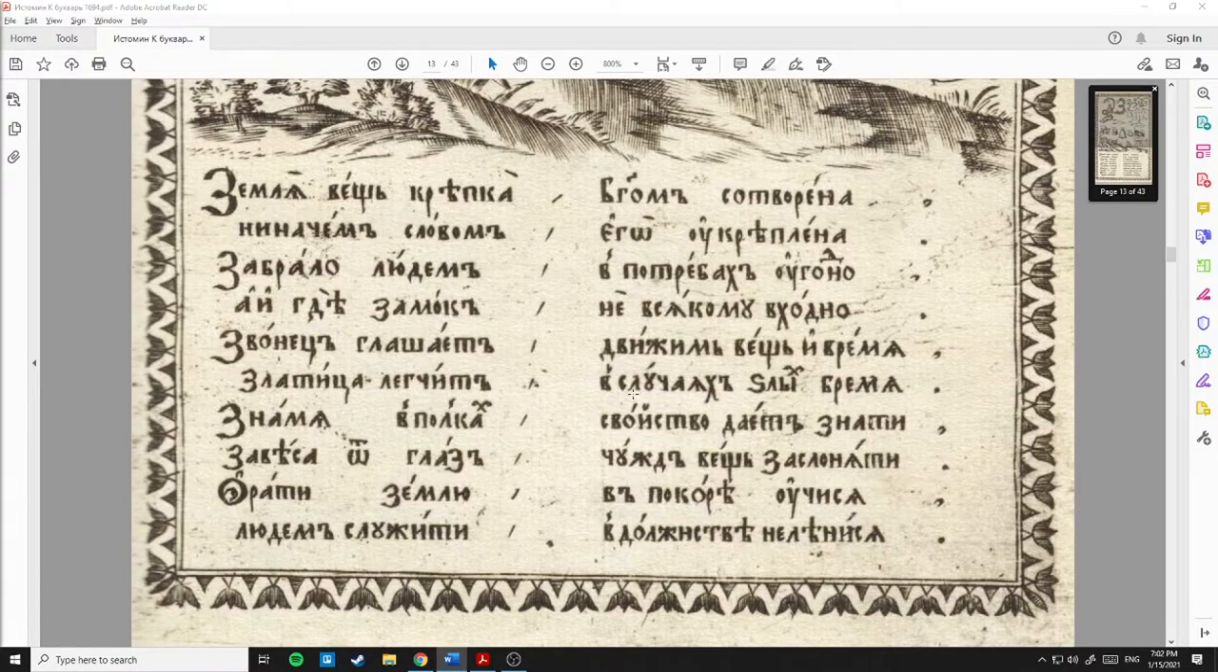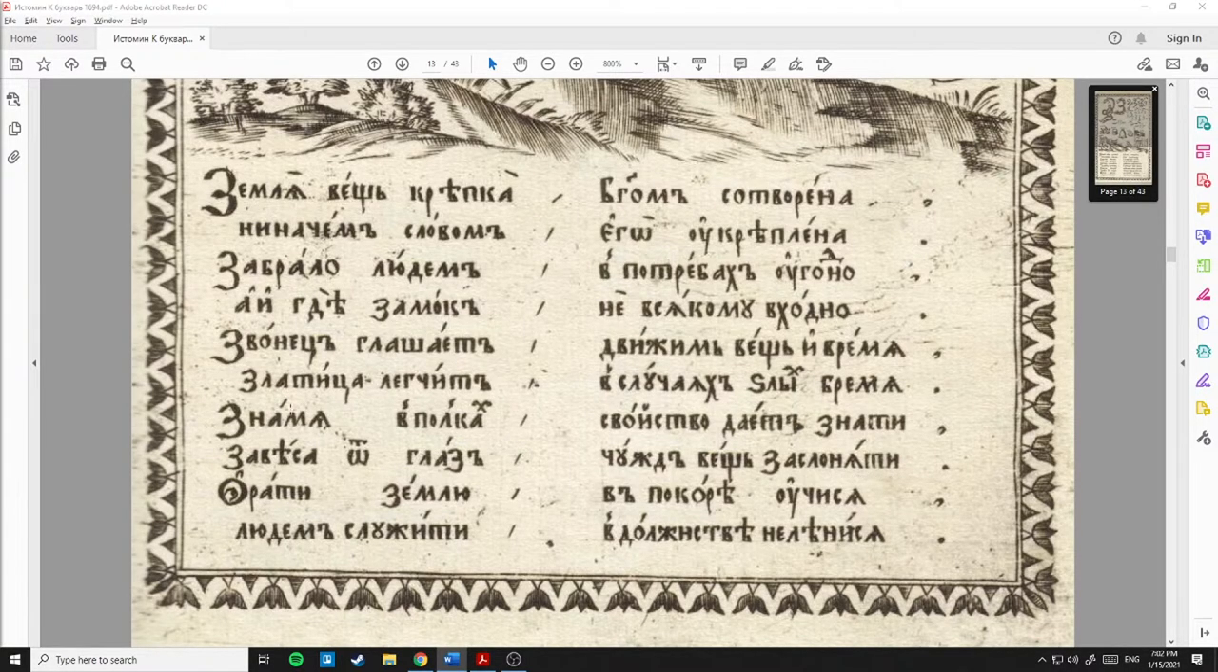Свойство дает знати. Свойство is like organization, right? But it also means property. Воинное соединение. Nice. Thank you. So let's say the organization and property. No, свойство also means like a formation, right? Завеса от глаз, глаз. So a curtain from eyes, чужд, so foreign things, заслоняти.